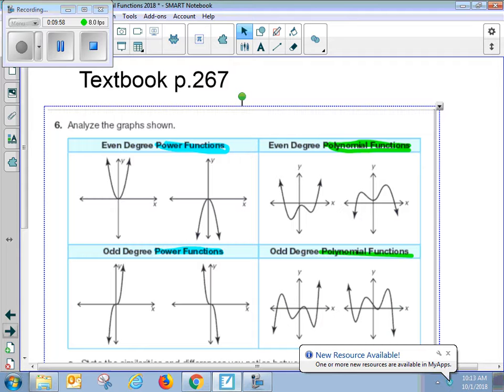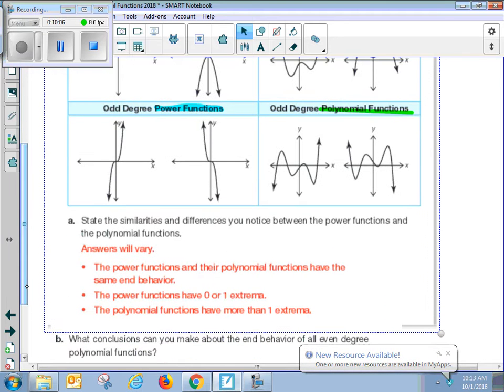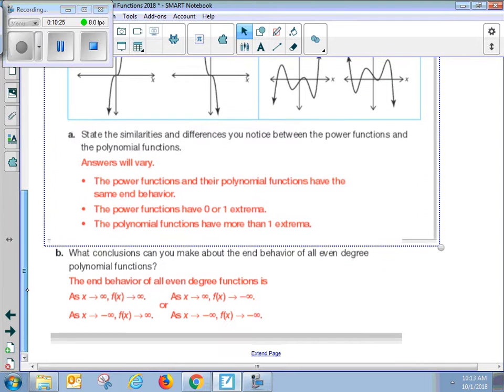Same kind of thing with odd behavior. Odd behavior is one arm up, one arm down, vice versa, flip the arms. So what I wrote to you down here is they do have the same end behavior. The power function only had 0 or 1 extrema. That's those turning points. Whereas the polynomial functions had more than 1 extrema. Because now all of a sudden it had more highs and lows, more valleys and more mountains.